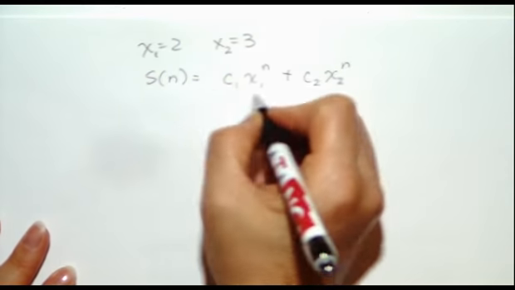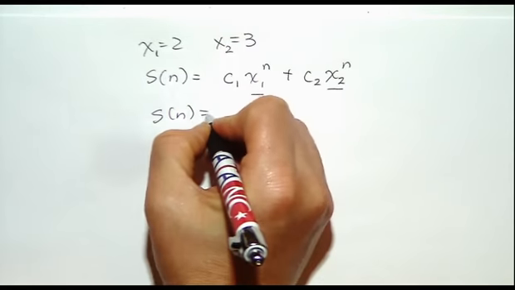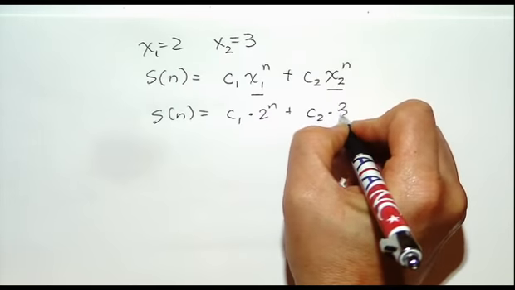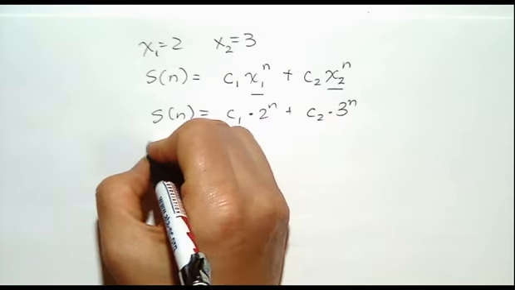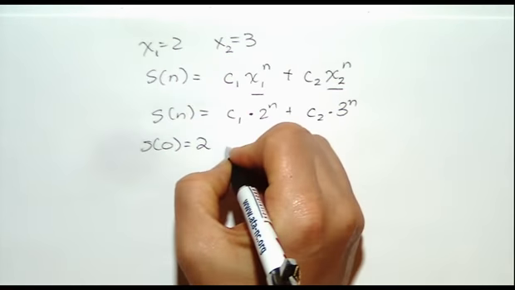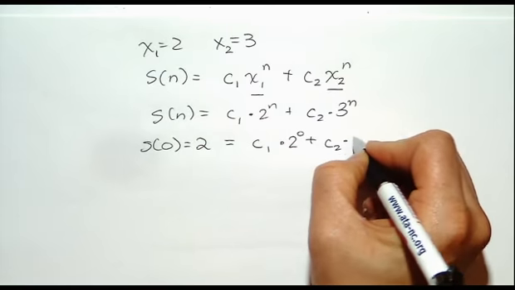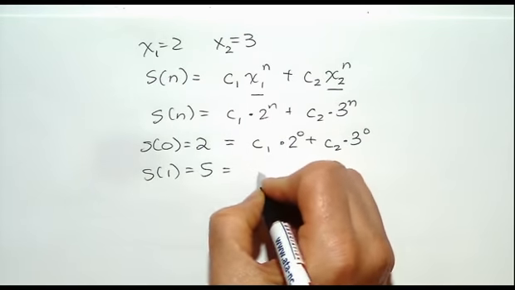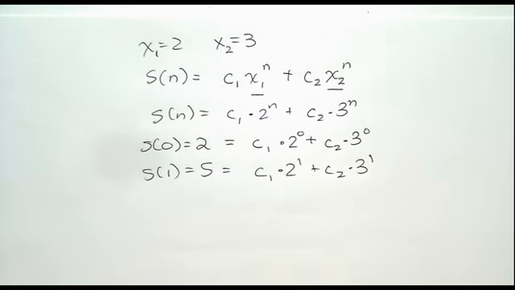All right, so now we know what x1 and x2 are. We already figured those out. So I can write that down. And now I have two unknowns, and I need two equations for two unknowns. So I'm going to use S of 0 equals 2 and set that to C1 times 2 to the 0 plus C2 times 3 to the 0. And S of 1 equals 5. It's going to be C1 times 2 to the 1 plus C2 times 3 to the 1.